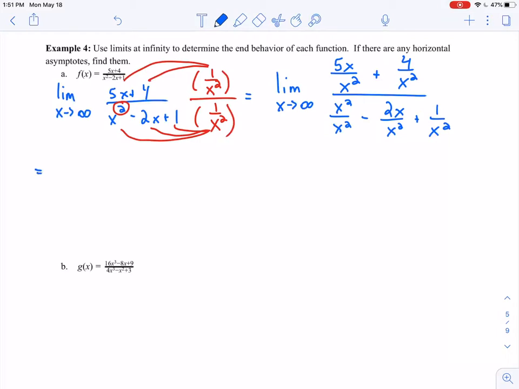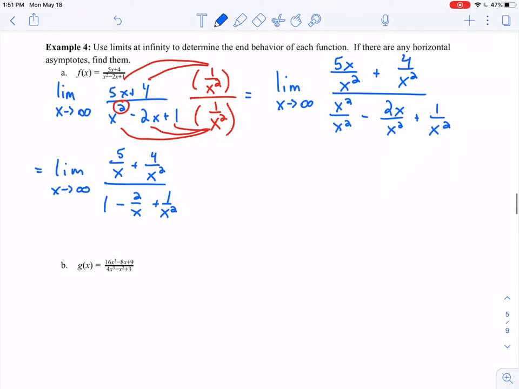So here I'll look at the limit as x approaches infinity. I should have 5 over x plus 4 over x squared divided by 1 minus 2 over x plus 1 over x squared. And what happens here is that we basically guarantee with this method that that denominator is going to approach a finite value. The numerator, I'm not sure what it's going to do. There's no guarantee, but the denominator will always approach a finite value here.